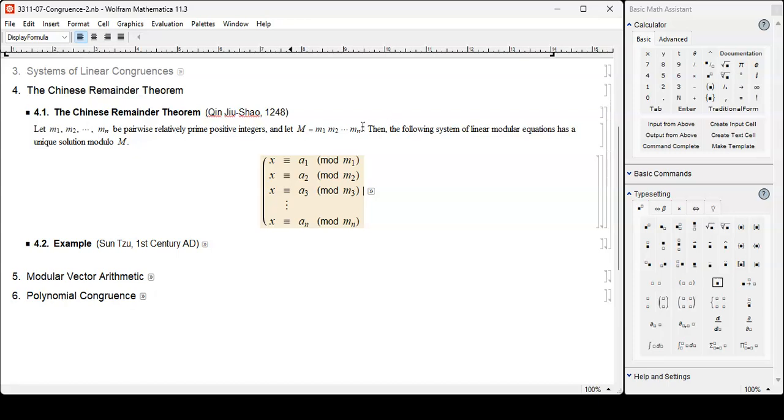And then one more. Capital M is a product of them all, and because they are all pairwise relatively prime and thus do not share any prime factor, this capital M is actually the LCM. The product of them all is actually the least common multiple. The conclusion is that the system has a unique solution modulo capital M.